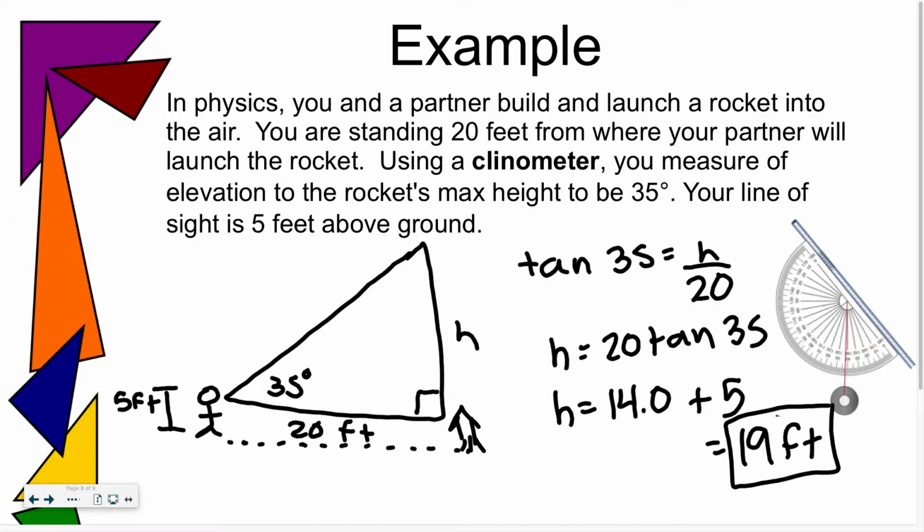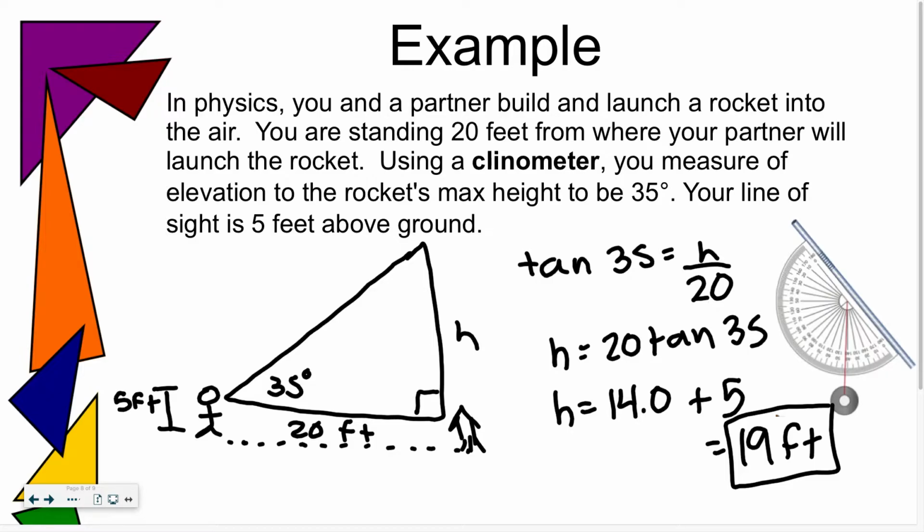Now, if we're talking about angle of elevation from the ground, then we don't have to worry about adding our eyesight back on. I just wanted to do an example like that because there's an example like that in your homework assignment where they'll talk about your line of sight and how high above the ground it is. Your triangle is shifted up. So then you need to add that piece back on from the ground.